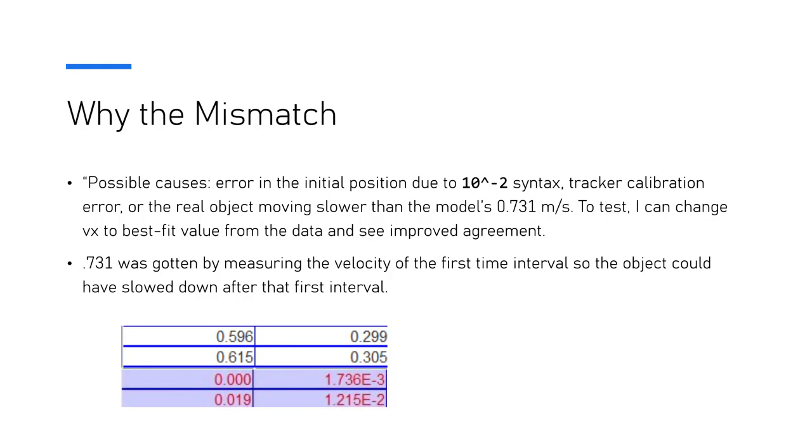And so, why the mismatch? Initial error in the 10 to the negative 2 syntax and the Tracker calibration could be it. But I really think it's probably, like here you can see, at the very beginning there's a large interval where it jumps, but at the very end time it changes much less dramatically. So I believe the object just slowed down as the video went on.